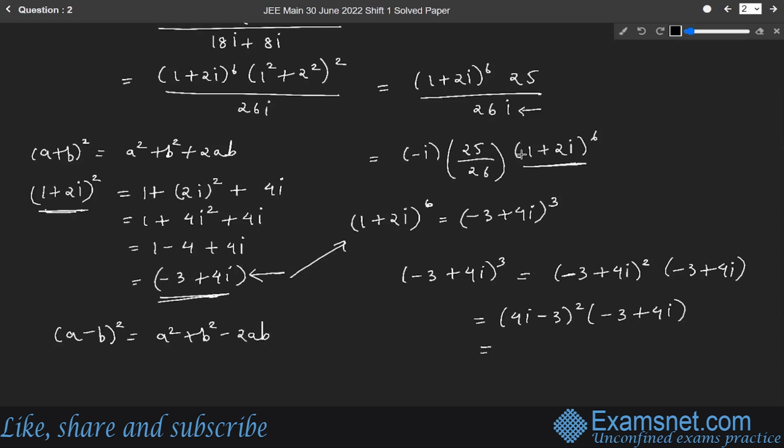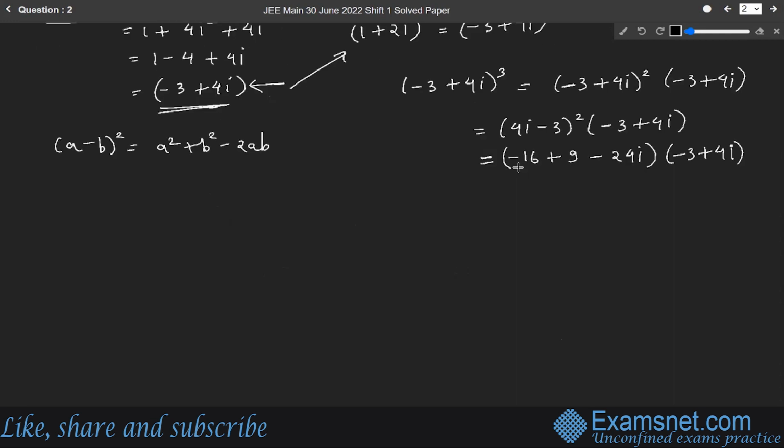So it will be a square. What is a square? (4i) square. So it will be 16i square. 16 into i square. i square is minus 1. So 16 into minus 1 is minus 16. Plus b square. What is b? 3. So 9. Minus 2ab: 2 into 4i into 3. So it is 24i. And then we have (-3 + 4i).